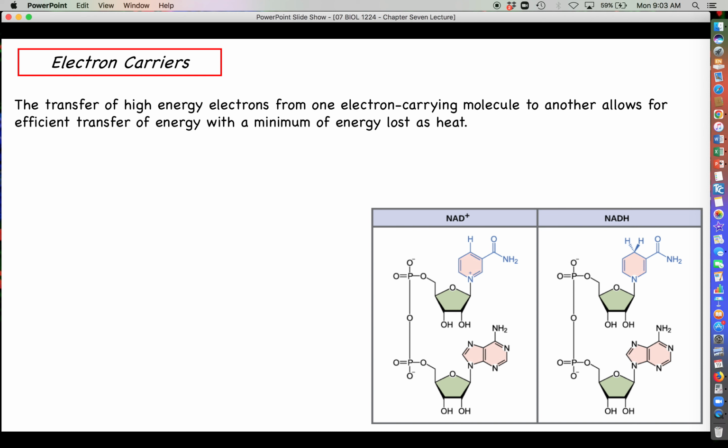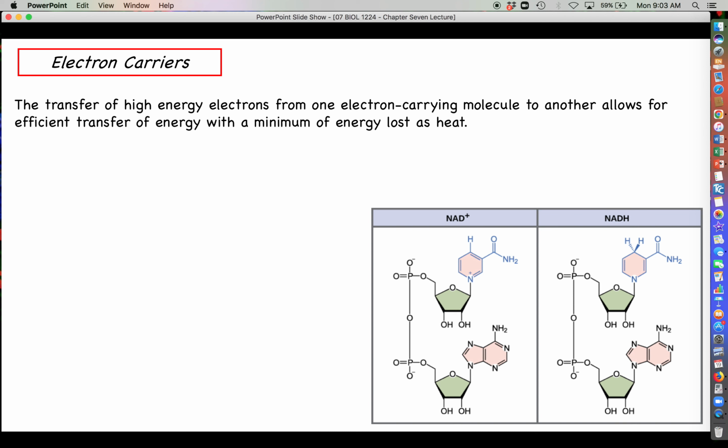It's actually in the form of high energy electrons that are just kind of lightly associated with these molecules. And the benefit of this is that transferring energy in the form of high energy electrons allows us to, as efficiently as we possibly can, transfer energy from molecule to molecule without losing too much energy as heat.